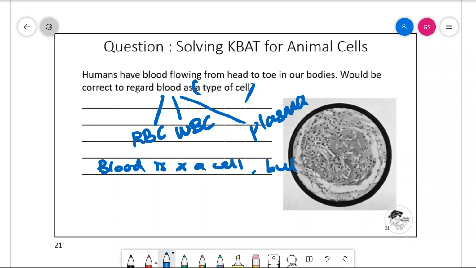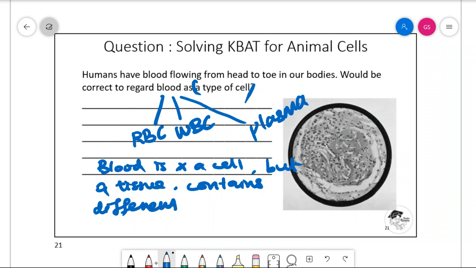It is a tissue. Why? Because it contains different types of cells, such as red blood cell, white blood cell, plasma, and so on and so forth. Okay? So it's bukan sejenis sel, tetapi sekumpulan atau satu campuran sel, okay, to make a tissue. Okay, so this is a kebab question lah.